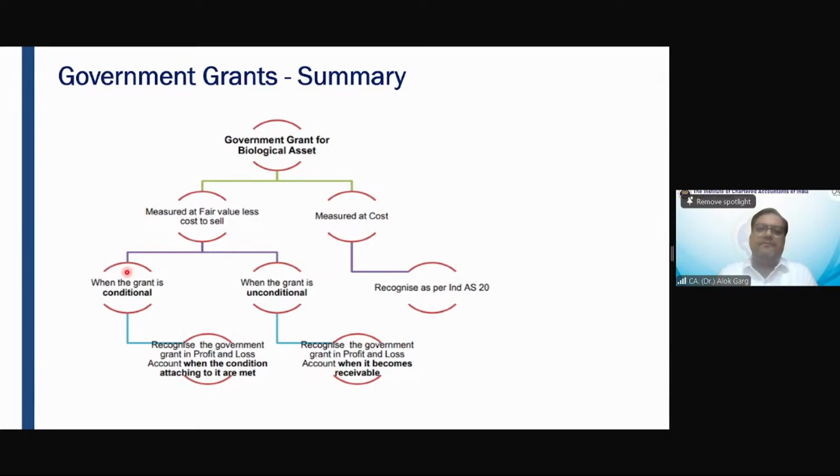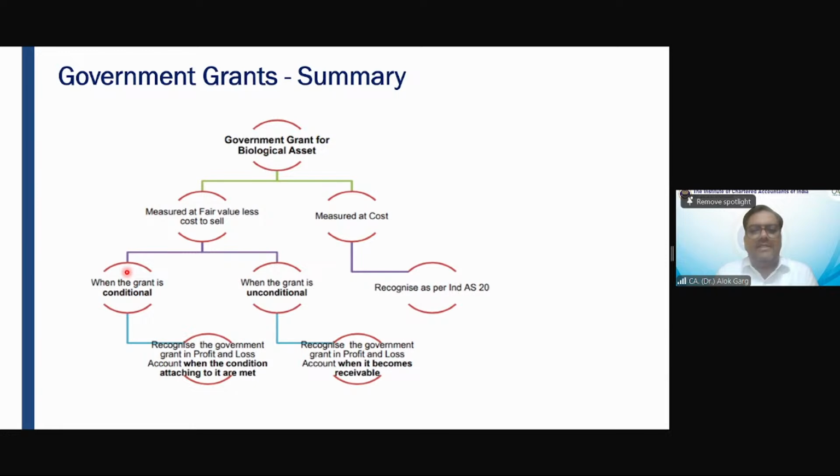Let's say the Uttar Pradesh government has told Parag Milk and Food Limited that you are doing a very good work. You are maintaining 2,611 cows, a big chunk of cows, and you are maintaining the cows very well. So we are giving you a grant of 5 crore rupees, right? Is there any condition relating to that grant?